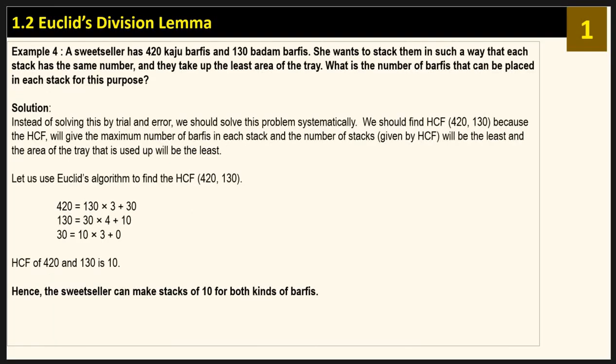Let's do one more example, and this will be the last in our video. Example 4 is from the textbook. It states: a sweet seller has 420 kaju barfis, which is a kind of sweet, and she also has 130 badam barfis, a different kind of sweet. She wants to stack them in such a way that each stack has the same number and they take up the least area of the tray. So we have to find out the number of barfis, that is those sweets, that can be placed in each stack for this purpose.